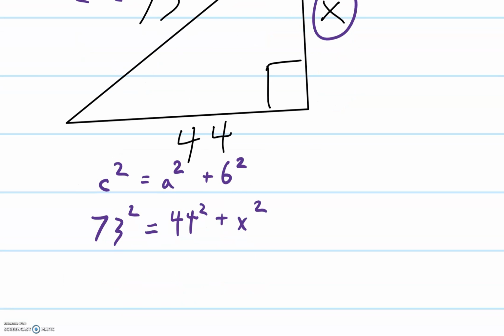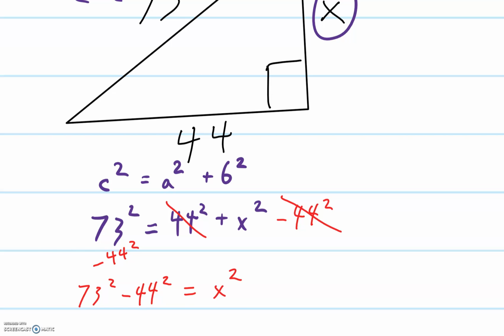Okay, so now we need to get x by itself. So what we're going to do is subtract away the 44 squared. So right now we're adding 44 squared. So if we subtract 44 squared, and subtract it over here, subtract 44 squared. Now on the left side, we have 73 squared minus 44 squared equals, this one and this one cancel, adding and subtracting the same number, so now just x squared.